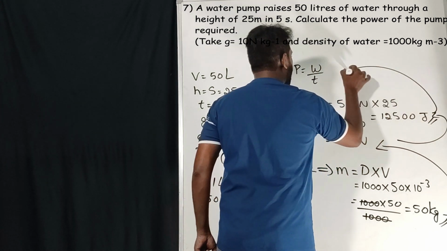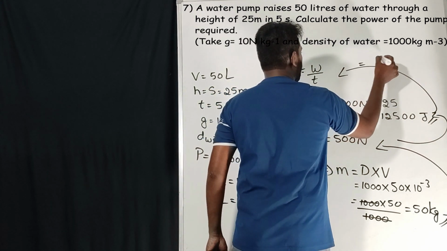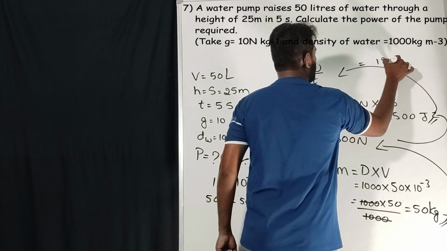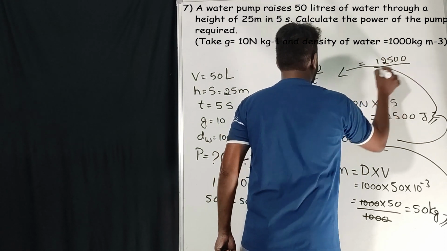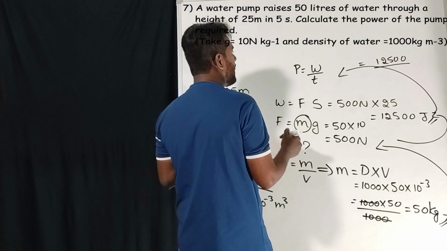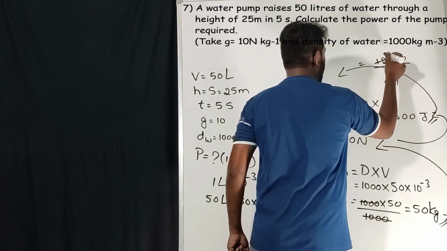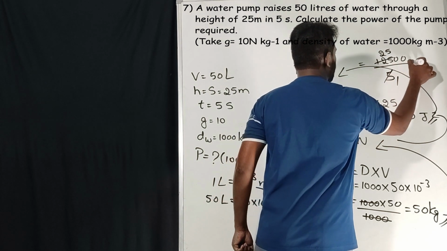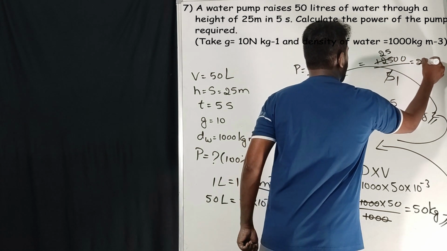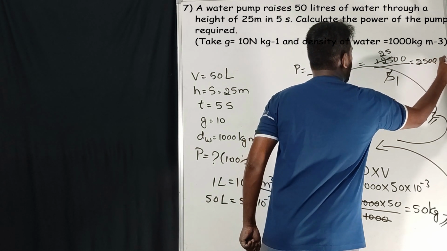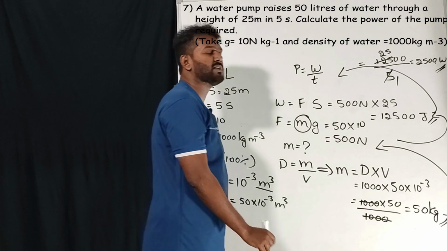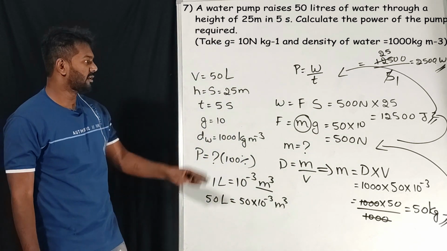From here we are going here. So W is 12500 divided by time. What is the time value they have given? 5. 5 ones are 5, 25s are, that is 2500 watt. So this is how we are going to find the value of power.